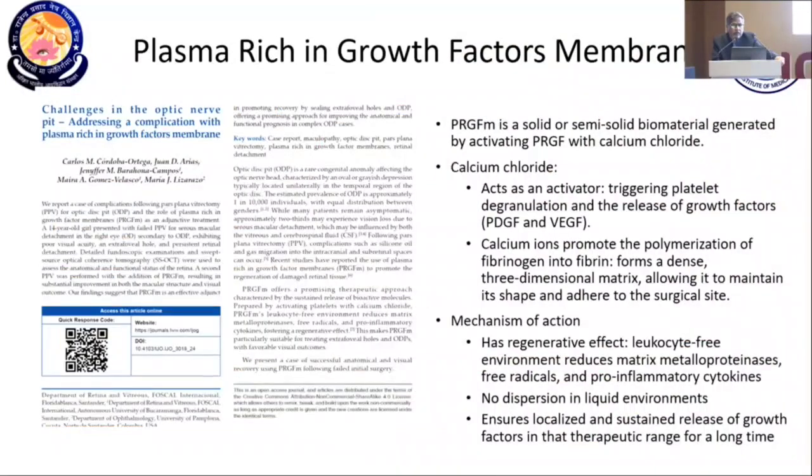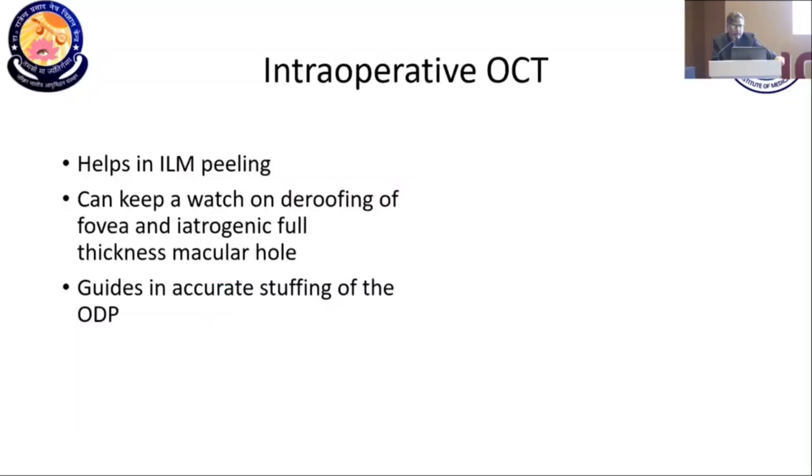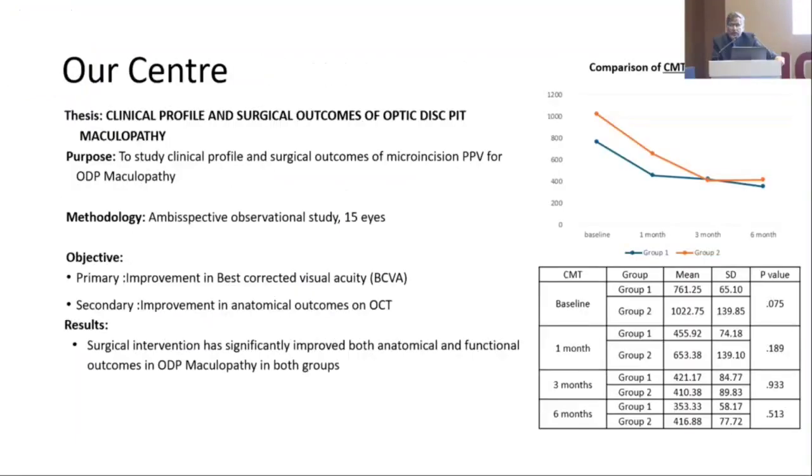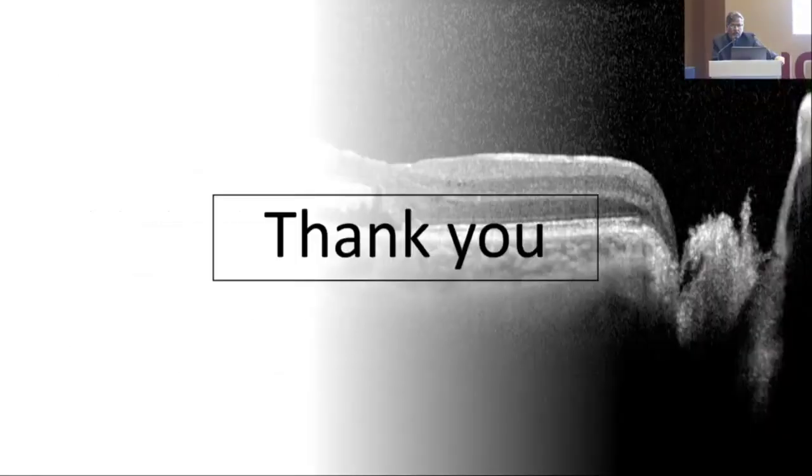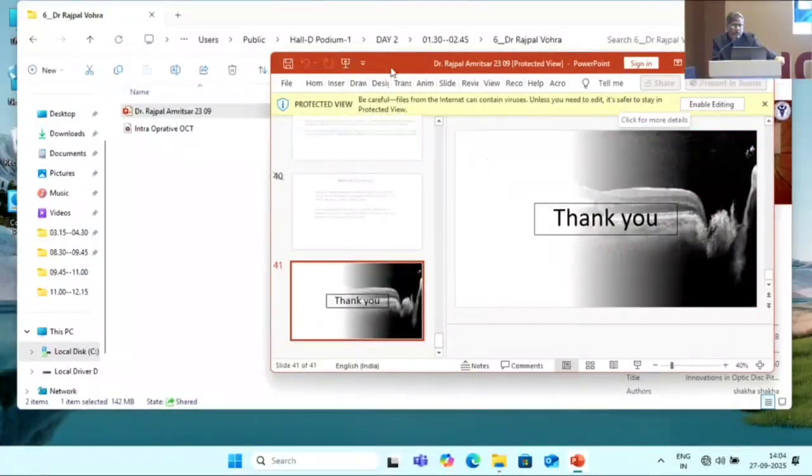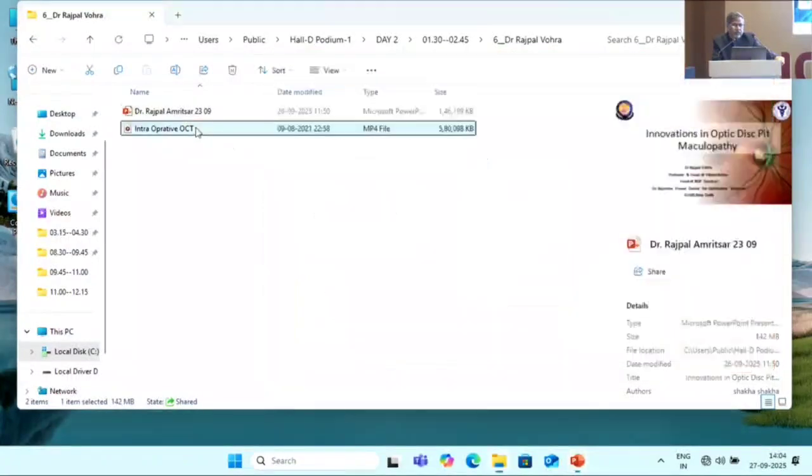Another thing is plasma rich growth factor has been tried, and ILMP. We have done the study, and we have seen that within 6 months to 1 year there is an improvement in CMT and visual outcome. And there's a video which is just for 2 minutes.